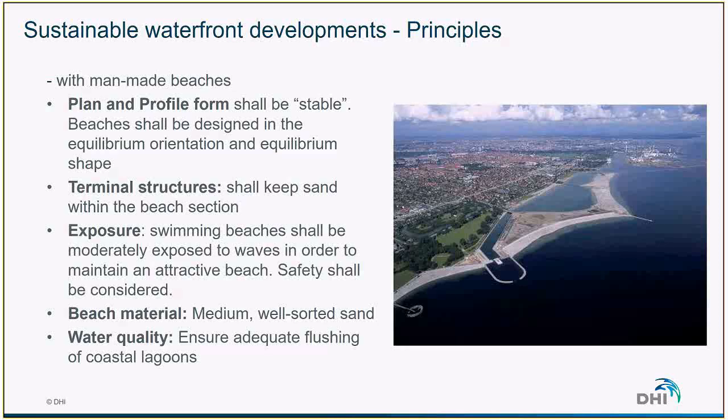The beach material is also very important, so we should try to aim at some medium, well-sorted sand, which we can usually find in marine sand or along the coast. And finally, the water quality is also very important, and we should ensure that the flushing of the coastal lagoon is good enough to renew the water and avoid stagnant waters, for instance.